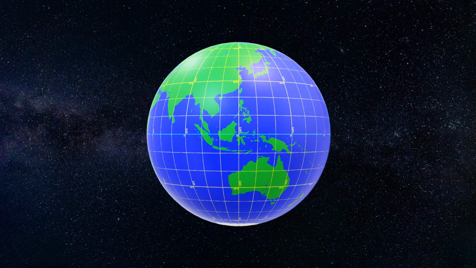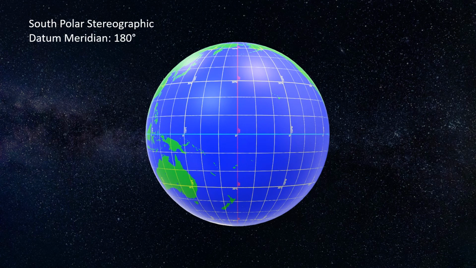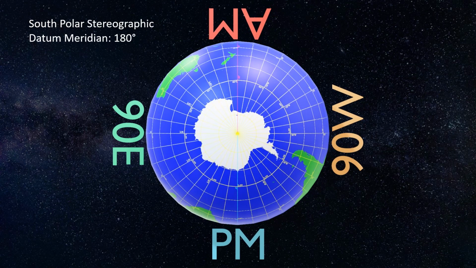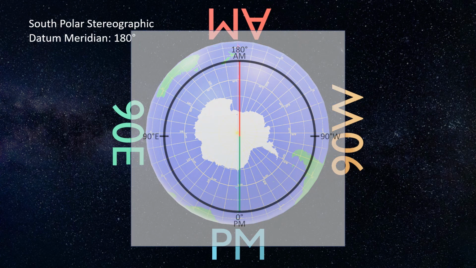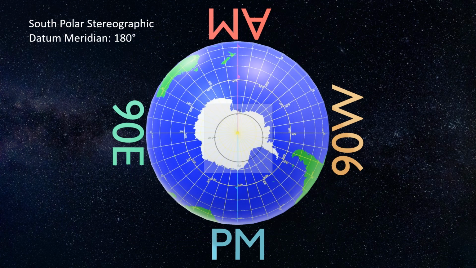This time, we were given a South Polar Stereographic chart, datum meridian 180 degrees. Turn the globe to face 180 degrees longitude. Rotate the globe to face the South Pole. The drawing convention follows the relative position of the prime meridian, anti-meridian, 90 degrees east and 90 degrees west.